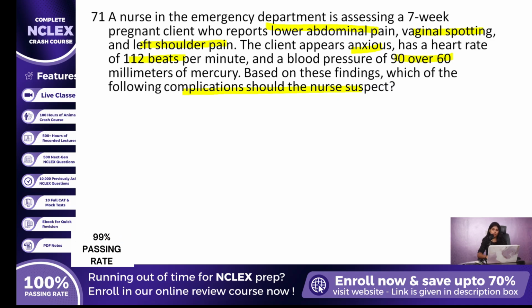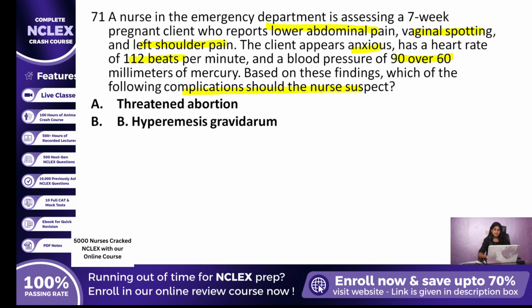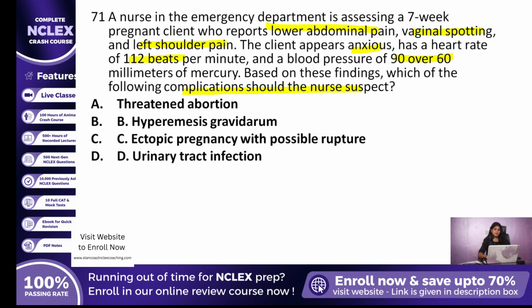Consider the options: A. Threatened abortion, B. Hyperemesis gravidarum, C. Ectopic pregnancy with possible rupture, D. Urinary tract infection. The correct answer is C. Ectopic pregnancy with possible rupture.